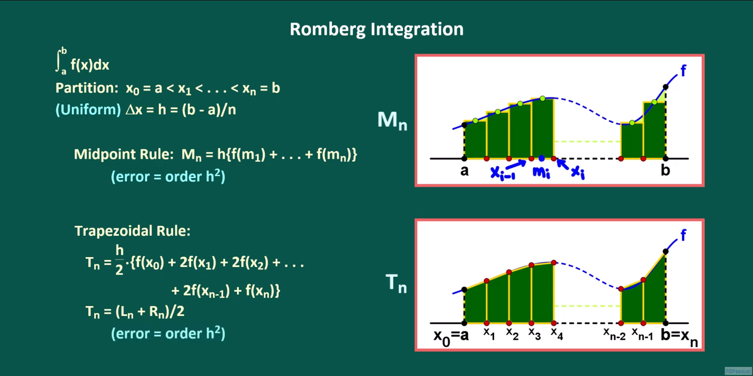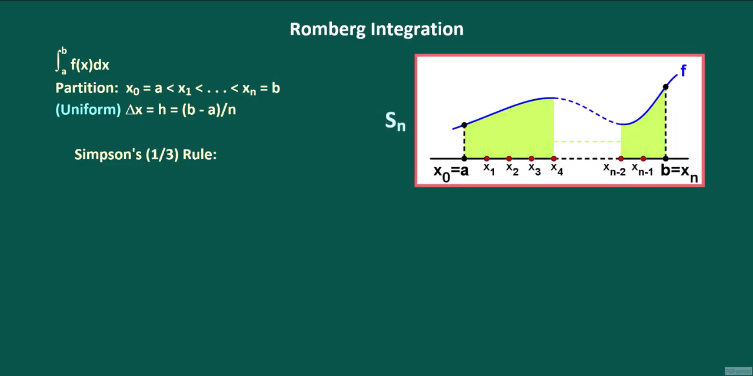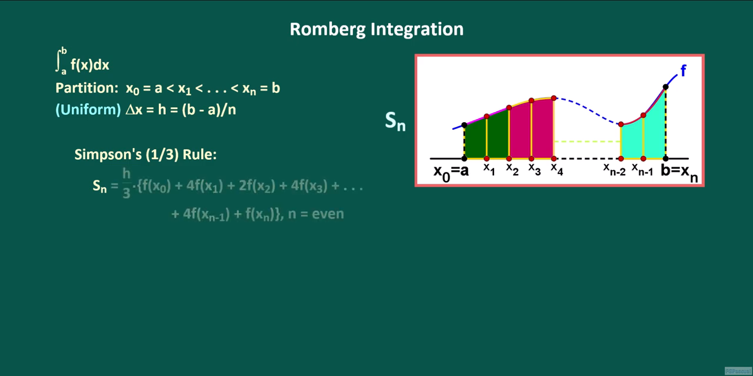The final numerical integration technique to which we will apply Romberg integration is Simpson's 1/3, or simply Simpson's rule, that uses parabolas to approximate the integral of f. Each parabolic segment is determined over a pair of consecutive subintervals, so that n, the number of subintervals, should be an even integer. If s sub n is Simpson's rule estimate of the integral, then s sub n is given by this equation. If f is sufficiently differentiable, the global error for Simpson's rule is of order h raised to the 4th power.